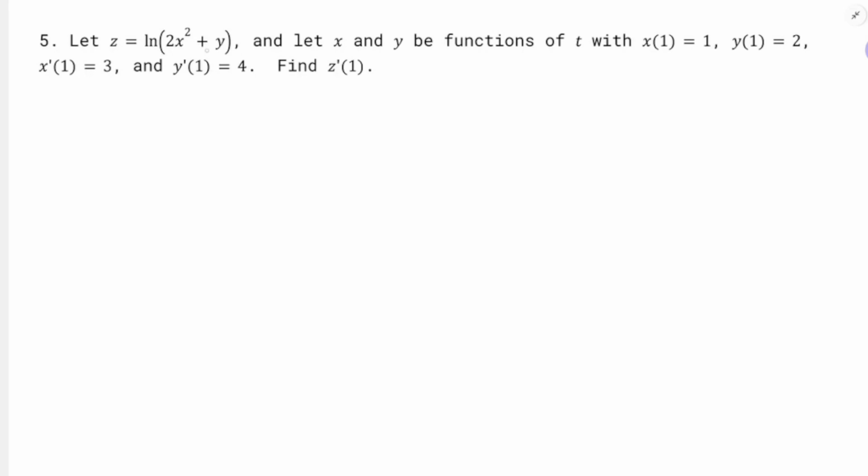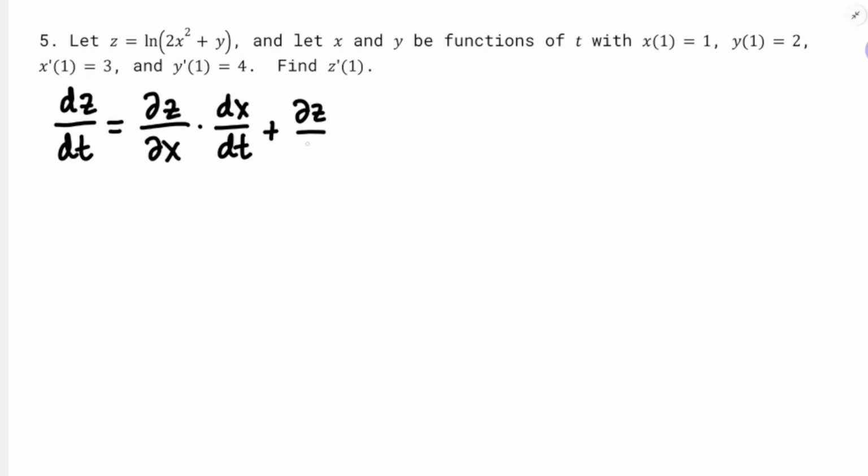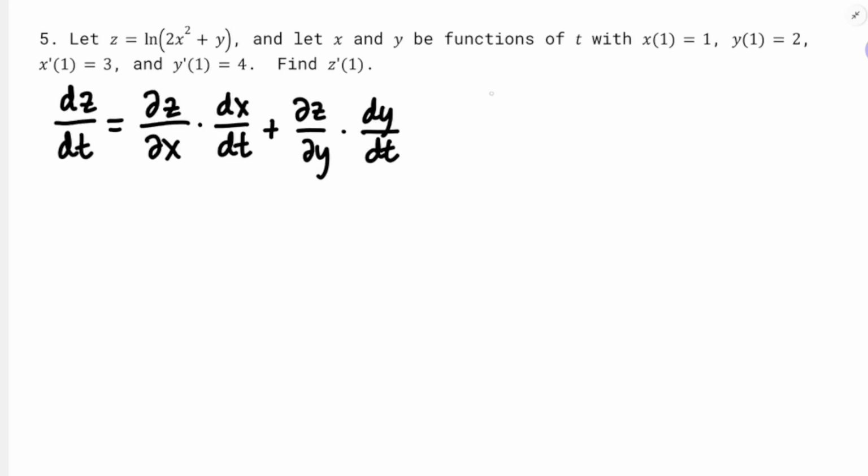So z depends on x and y, which both depend on just the one input. So the derivative of z with respect to t is going to equal partial derivative of z with respect to x times dx dt, plus partial derivative of z with respect to y multiplied by dy dt. And so I'm going to need those partials because I've got x, y, and y prime listed off to the side.